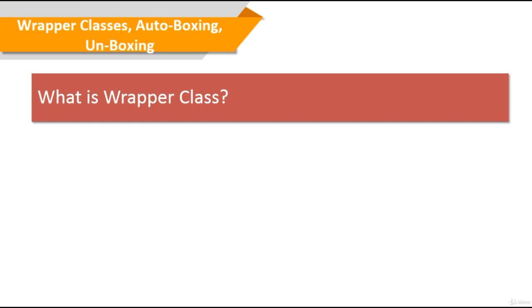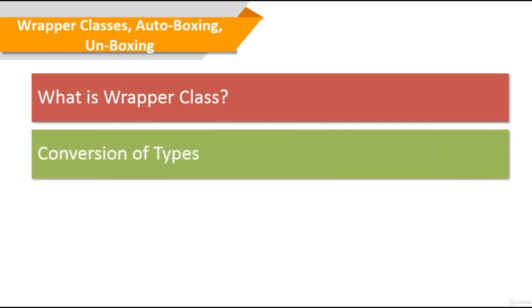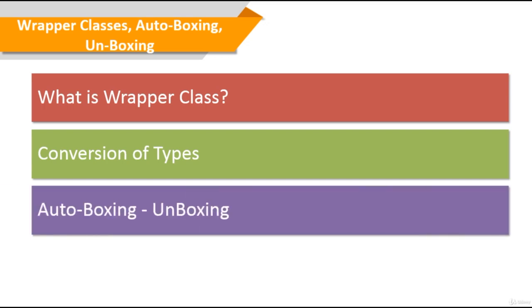So now in this section, we will learn wrapper classes, autoboxing, and unboxing. So first up, we're going to learn what the wrapper class is. Then we'll cover conversion of primitive types and wrapper classes. And then we'll go over autoboxing and unboxing concepts that come with Java 5.